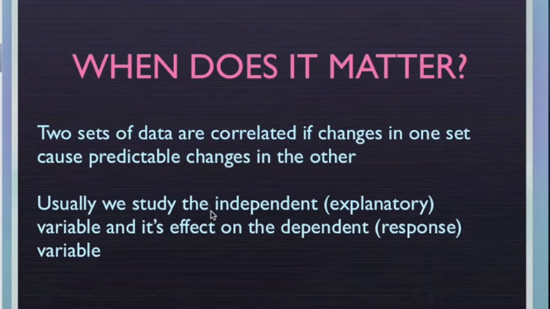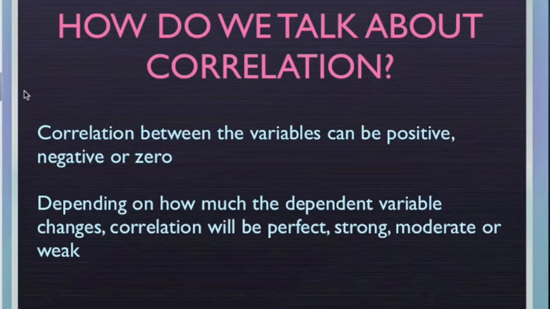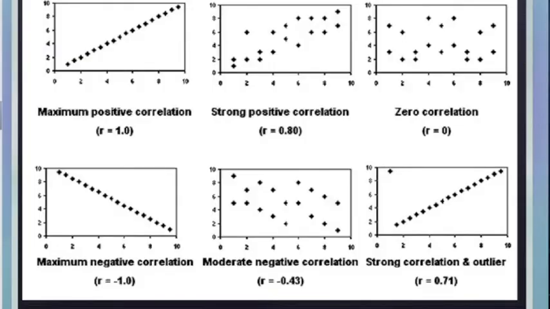And what we usually try and do is study the independent variable and what the effect is on the dependent variable. Two other ways to talk about independent and dependent is the explanatory and the response. So what happens to the response variable when you change the explanatory variable? In grade 9 you learned about correlation, and this should be a review. You can have positive correlation, negative correlation, or zero correlation. And depending on how much change there is with that dependent variable, you'll either have a perfect correlation, strong, moderate, or weak. And you've seen these type of graphs before.